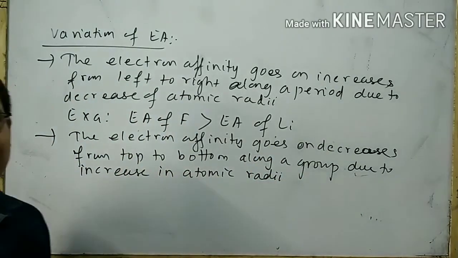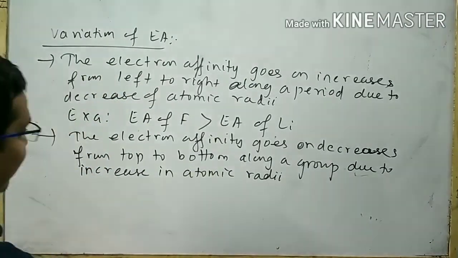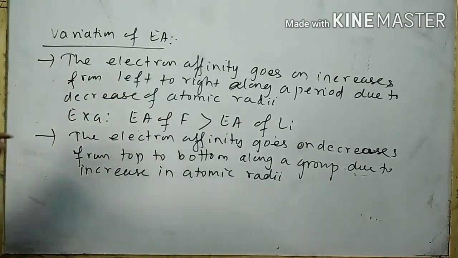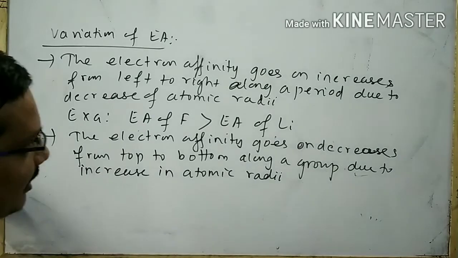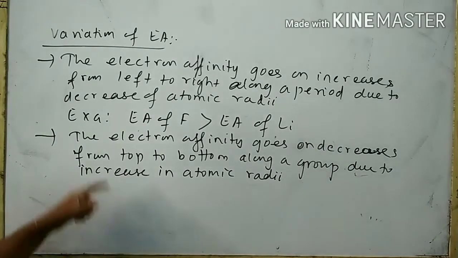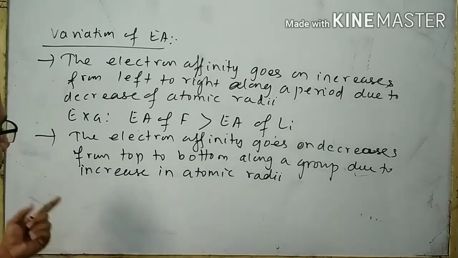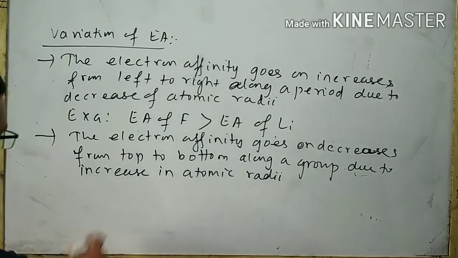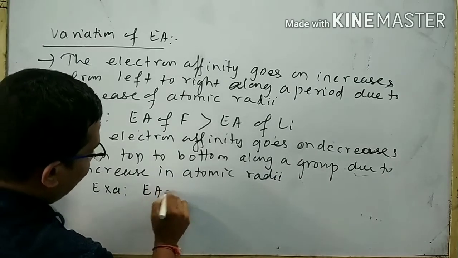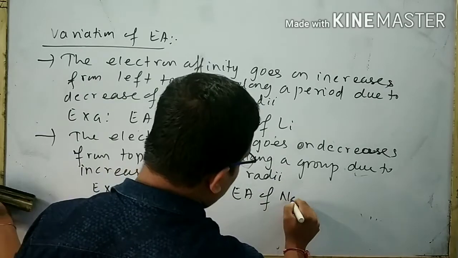No doubt there are some exceptional cases also found in both period and group, but generally we think about this: along the period atomic radius decreases, so the electron affinity increases, but along the group the atomic radius increases, so electron affinity decreases. For this case we can take an example. Electron affinity of lithium is more than electron affinity of sodium.